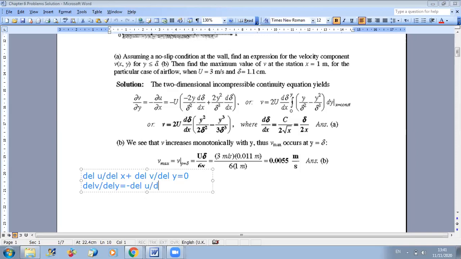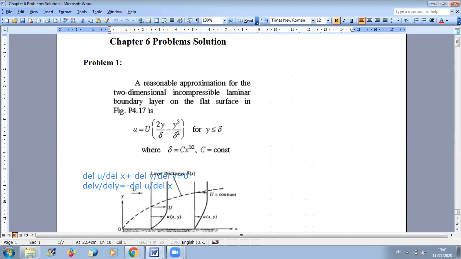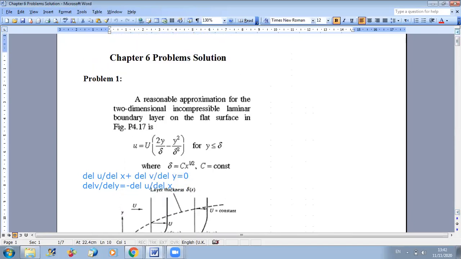Okay? Now, what can I do now? Now I have u. U is given. So I should go back to my expression of u, and derive u with respect to x. When I derive u with respect to x, I obtain del v by del y. Then to find v, I integrate over y. So first, let us bring the expression of u. So this is the expression of u. It's U times 2y over delta minus y square over delta square.